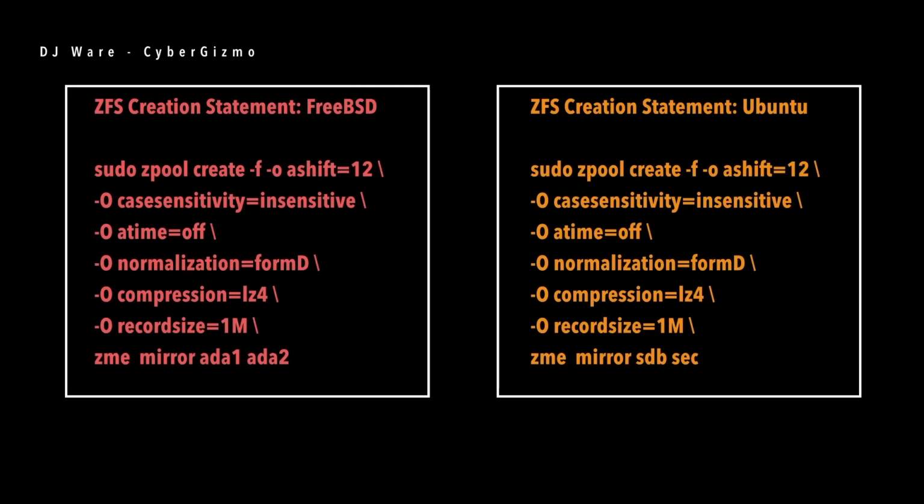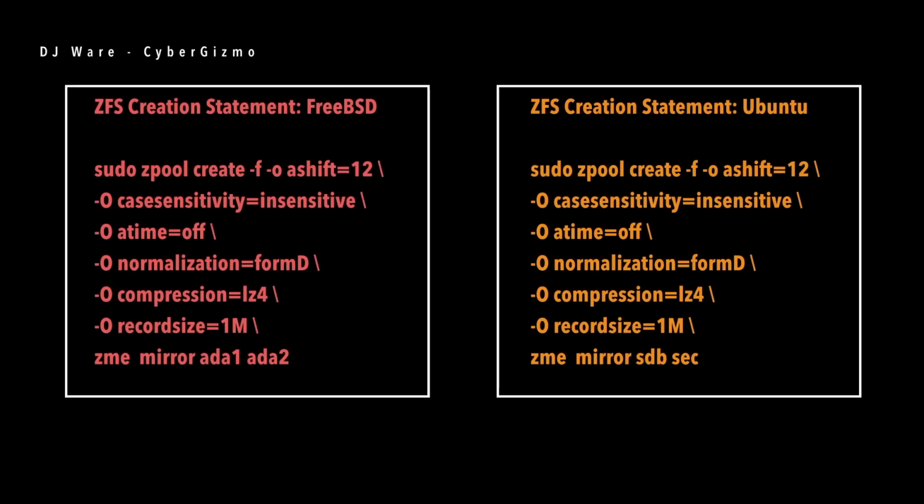So if you ever want to be able to mount the Linux pool on FreeBSD or vice versa, you want to make sure that the normalization is the same. You'll also want to align any other variables that you use that are global. That is, they're set by the pool and not by the dataset.